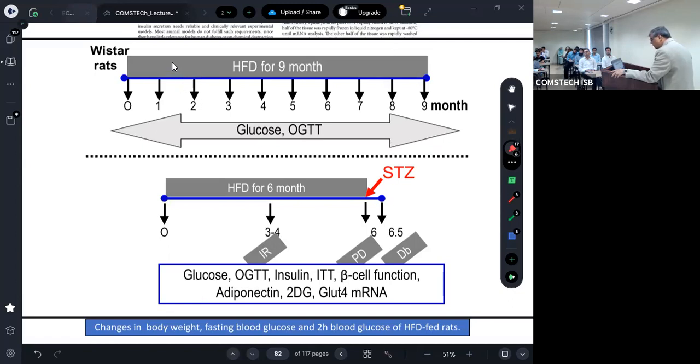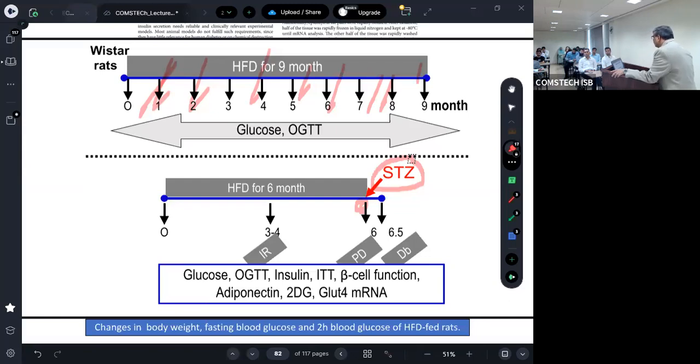See it here: 1, 2, 3, 4, 5, 6, 7, 8, 9. We measure up to 9 months. What happened in pre-diabetes? In pre-diabetes, at 6 months, we give streptozotocin, a little dose. Very small dose. What's the dose? We use 35, or I have to check. Very little dose. Normally the required dose is less than half. It is written; I will check and let you know.